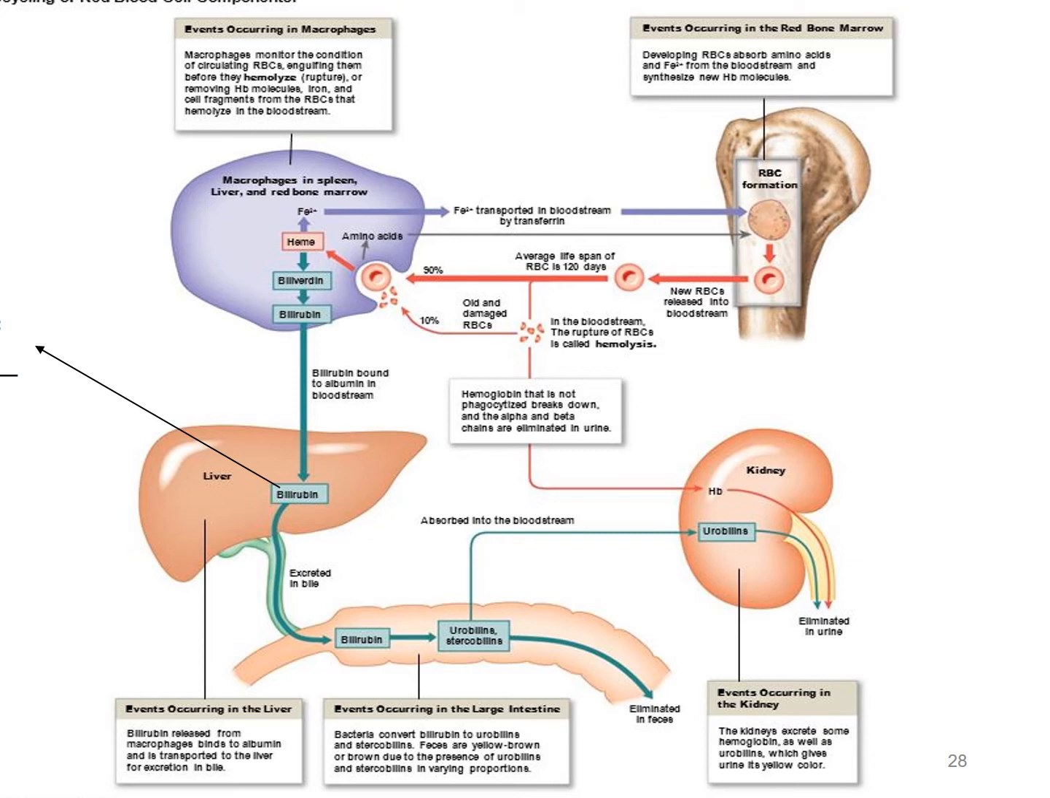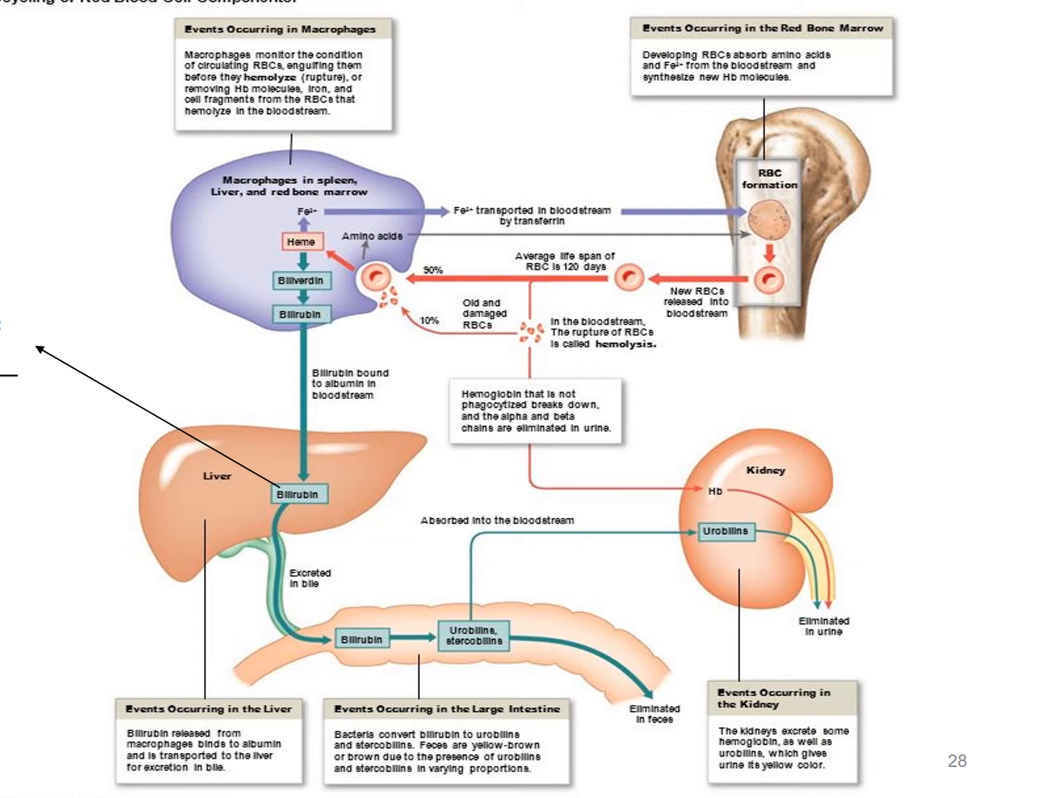As you can see in the purple arrow, the iron is going to come out, and we're going to transport the iron in the bloodstream by transferrin. So that's a transport protein. We're going to go put it over into the bone because those developing red blood cells are going to absorb the amino acids and the iron from the bloodstream in order to synthesize new hemoglobin molecules. So once we've got that new hemoglobin molecule and that red blood cell has matured, then that new red blood cell can be released into the bloodstream and again live for about 120 days.